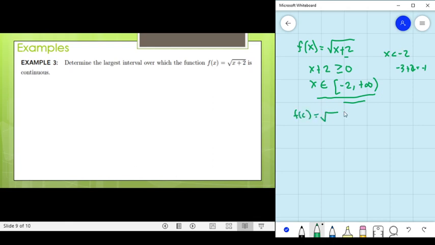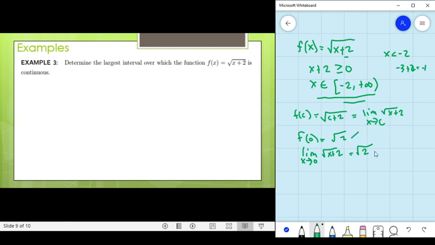So, this becomes c plus 2, which is equal to the limit of the square root of x plus 2 as x approaches c. So, for example, if your c is 0, then f of 0 is equal to the square root of 2. So, if we take the limit of the square root of x plus 2 as x approaches 0, your value is still square root of 2 for f of x.